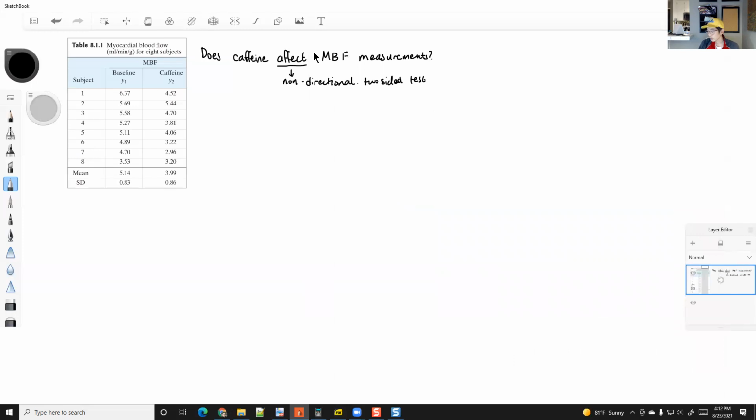So let me first start off by doing the wrong approach, okay? All right, so the wrong way, all right? So this entire slide is wrong, okay? The wrong way would be to do a t-test for independent samples, which is what you have learned so far.